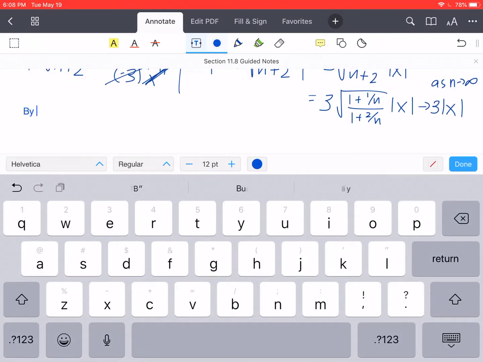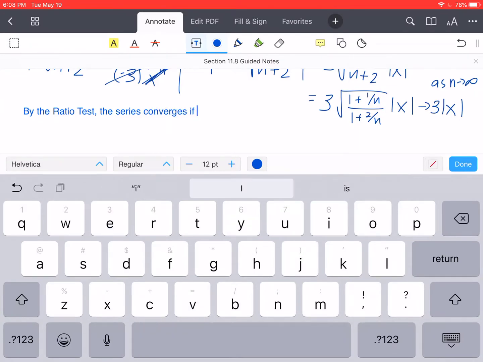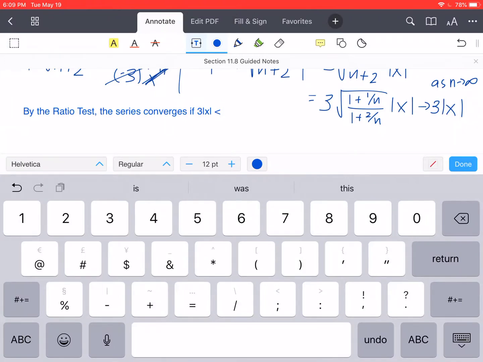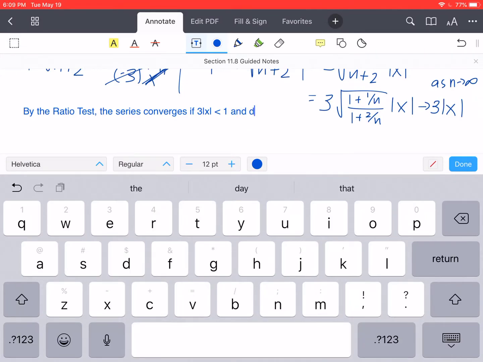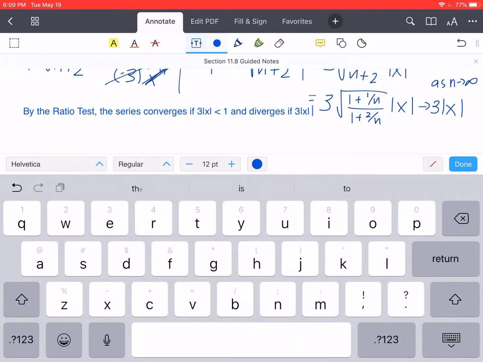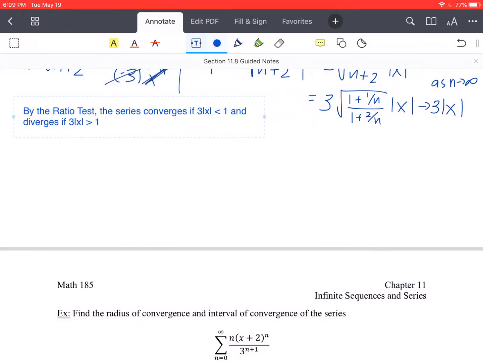So by the ratio test, the series converges if 3 times the absolute value of x is less than 1, and diverges if 3 times the absolute value of x is greater than 1. Okay.